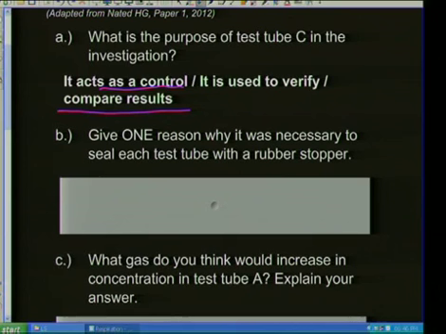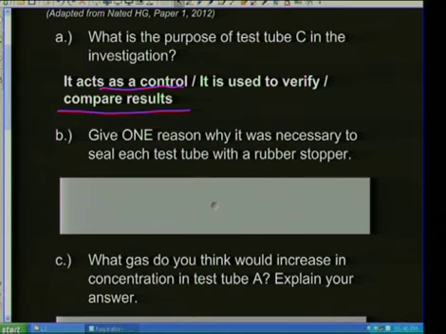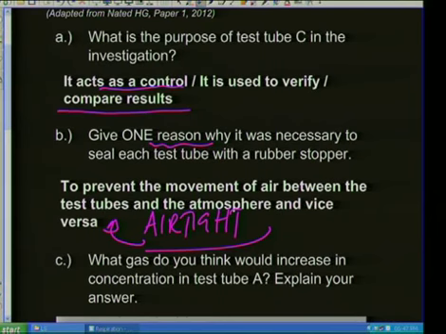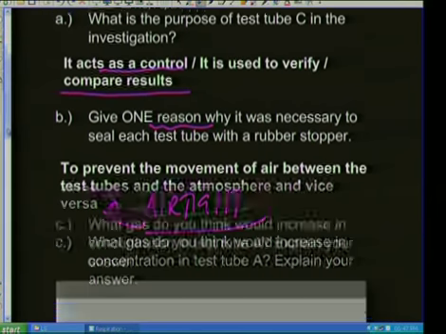Give one reason why it was necessary to seal each test tube with a rubber stopper. Again, guys, look at this. It's a different question altogether, but testing the same thing we tested just now. And because we've done it so close, it's easier now. So why? Obviously, to prevent movement of air between the test tubes and the atmosphere and vice versa. In other words, what's that big word we used just now? To make it airtight. And you must explain it because they say give one reason, so you must give a reason. So airtight, why? Because of this. I would have given you the mark if you said airtight because that's what it means.